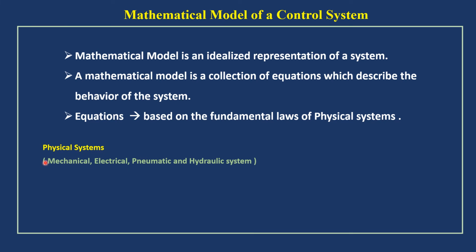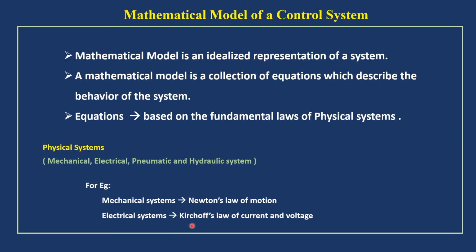We know the types of physical systems: mechanical, electrical, pneumatic and hydraulic systems. For example, if we take mechanical systems, the equations can be written on the basis of Newton's law of motion. For electrical systems, the equations will be written on the basis of Kirchhoff's laws of current and voltage.